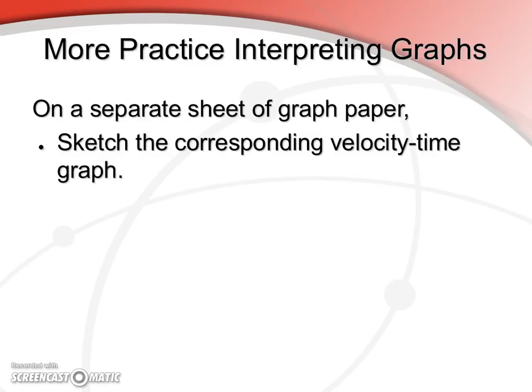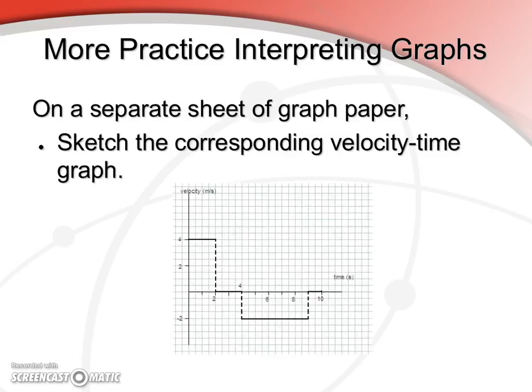Okay, sketching the corresponding velocity time graph. Please go ahead and pause the movie and do that now. Okay, now welcome back. Here is my sketch of the velocity time graph. You can see, remember, we were at 4 meters per second for the first 2 seconds. Constant speed. There's a discontinuity. Then we're at 0 meters per second for 2 seconds.